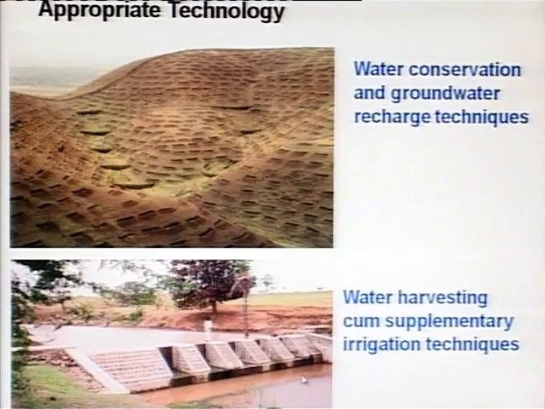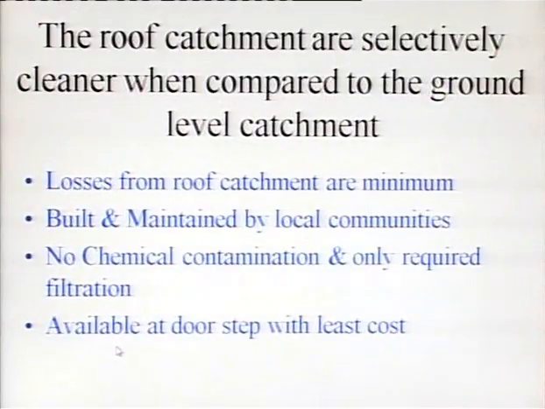Check dams are used, that is, a weir is constructed in front of some nadi, nala or river. So you can store the rainwater, that is, water harvesting becomes a supplementary irrigation technique. This stored water is used for irrigation purposes.